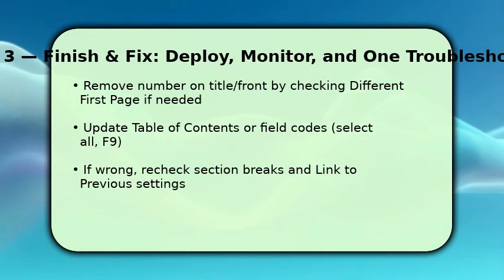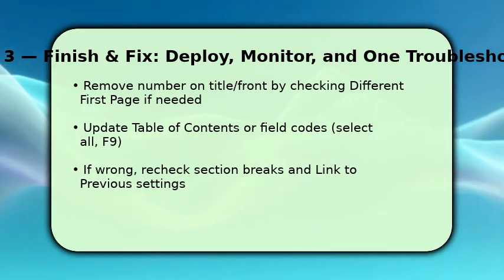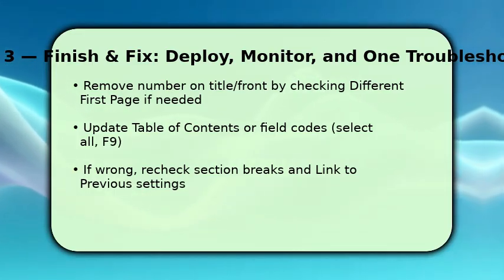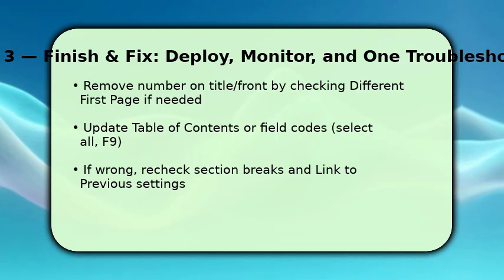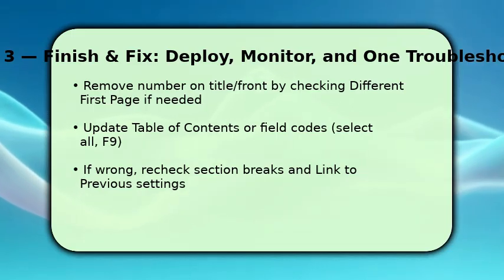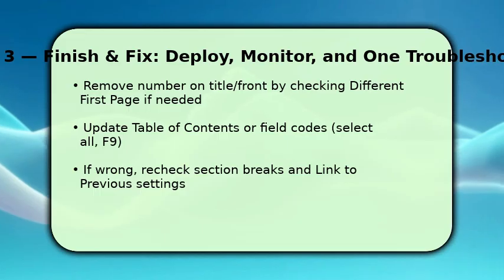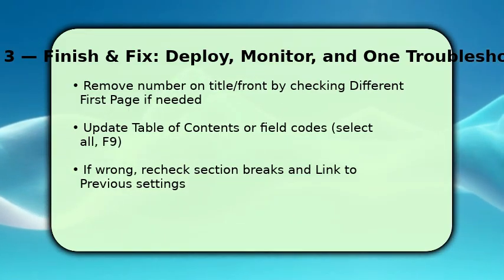Finish by cleaning up first pages. If the first page of the new section should not show a number, use Header and Footer tools, Different First Page, then delete the visible number just on that first page. Make sure to update your table of contents or other fields. Select the document and press F9, so references match new pagination.